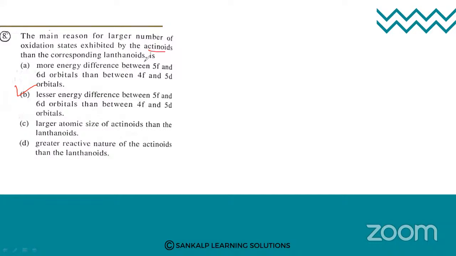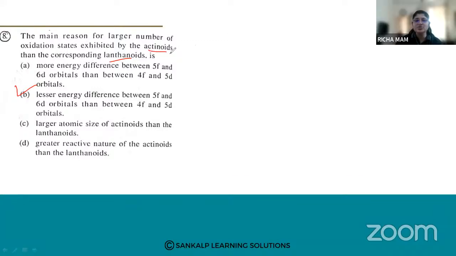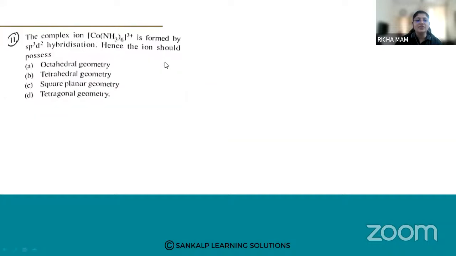So when you see actinoids and lanthanoids, a large number of oxidation states, variable oxidation states, are shown more in actinoids as compared to lanthanides. The reason is that the energy difference between the 5f and 6d orbitals is less, as compared to that of 4f and 5d orbitals. Because of that reason, the actinoids show more oxidation states as compared to the lanthanides. Okay. Next question.